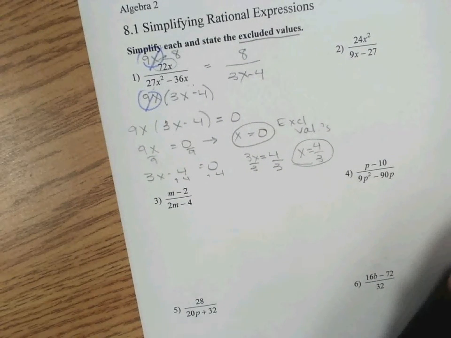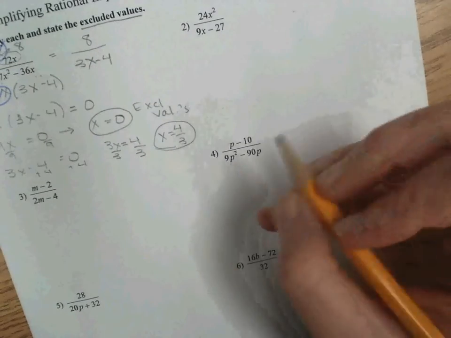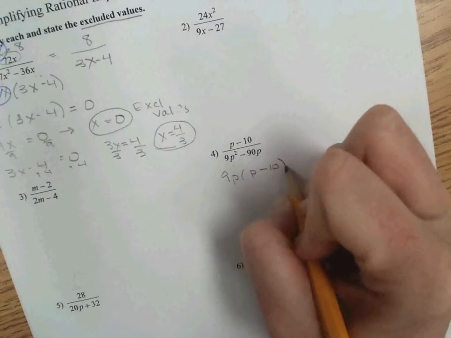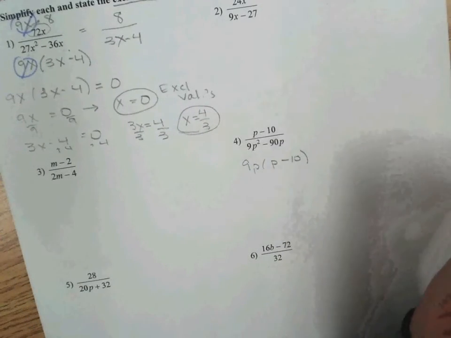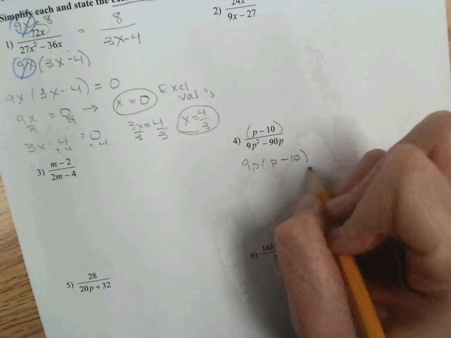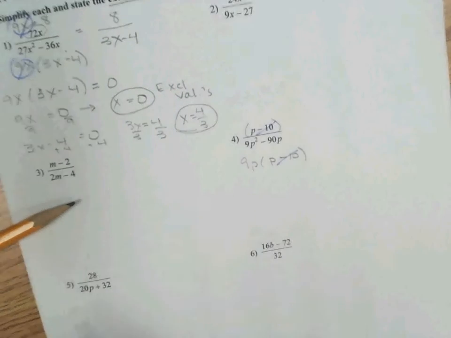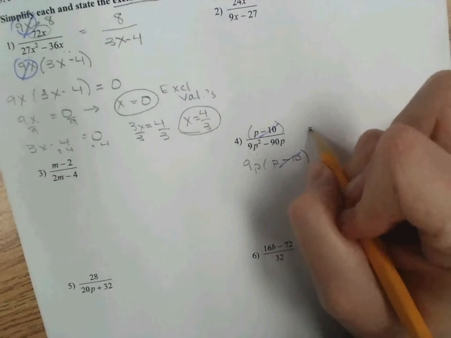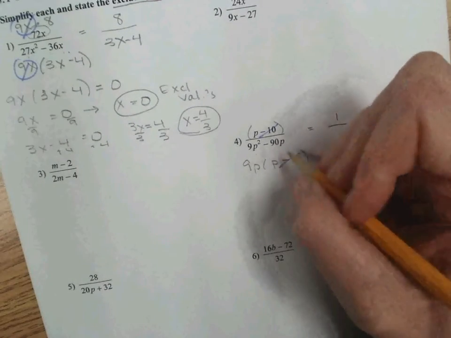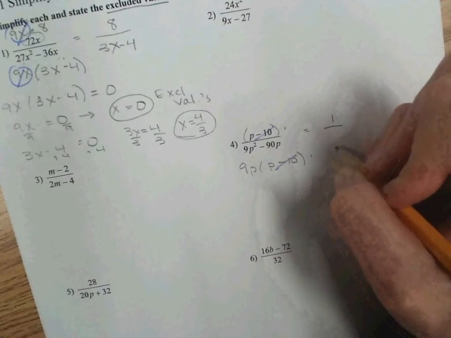I'll do one more. We'll jump here to number 4. If we factor the denominator here, we have a 9p in common, leaving us with p minus 10. So this goes back to the basics of factoring. And you can see immediately the p minus 10 and the p minus 10, those would be our common factors, leaving us with a numerator of 1. When it cancels out, we say canceling out when there's a 1 in common there.